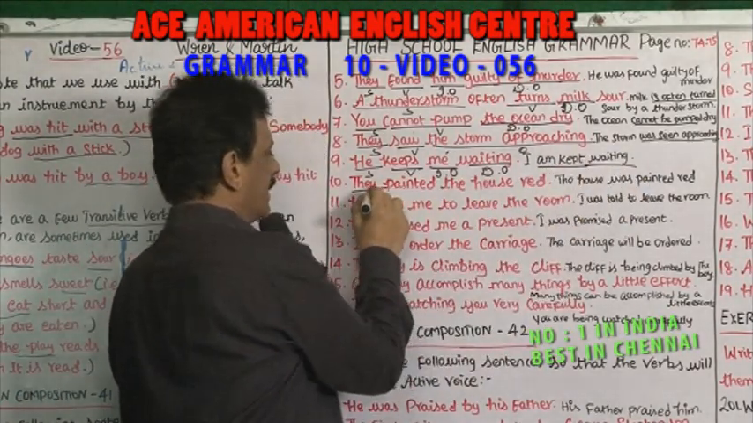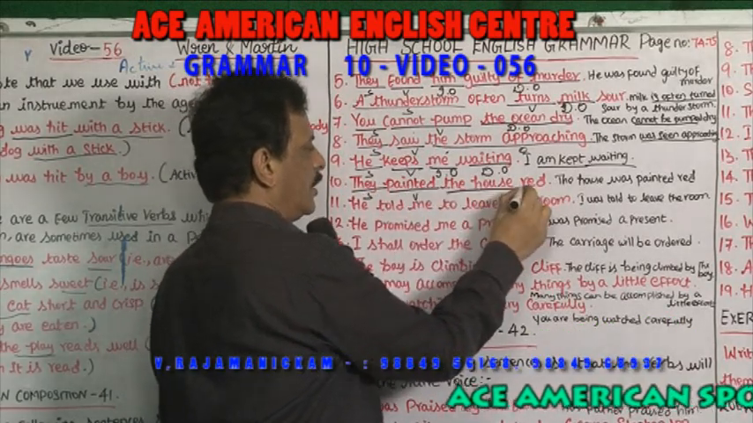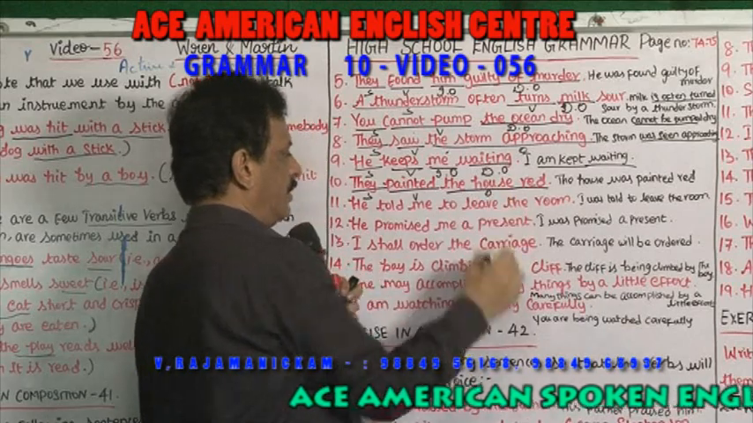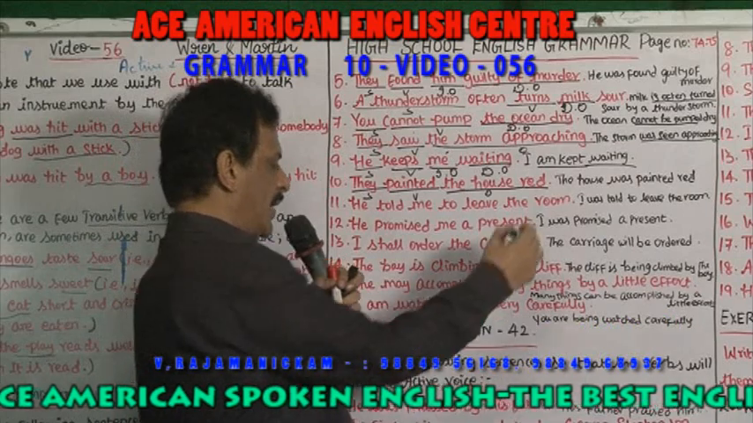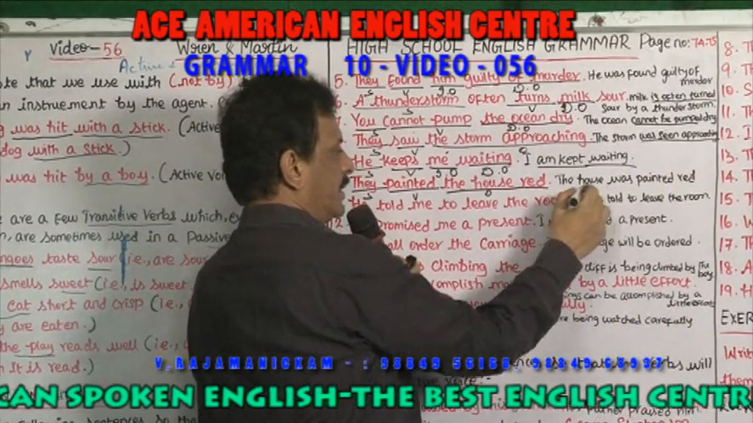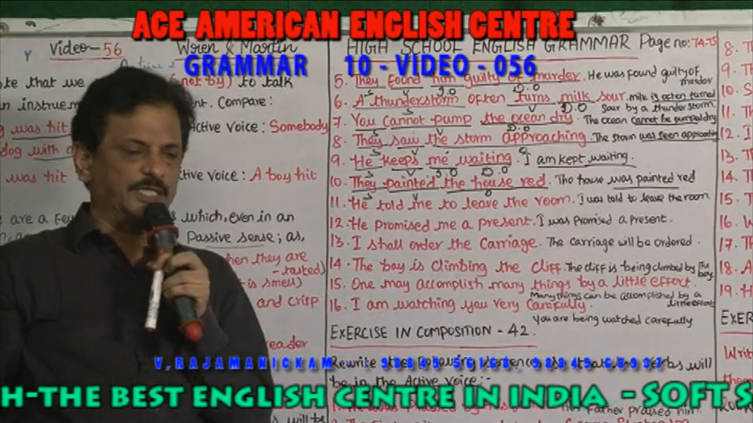Next, they, subject. Painted is the verb. They painted what? The house red. It becomes the object. They painted the house red in passive voice. The house was painted red. Since it is painted as an object, you are using was painted.